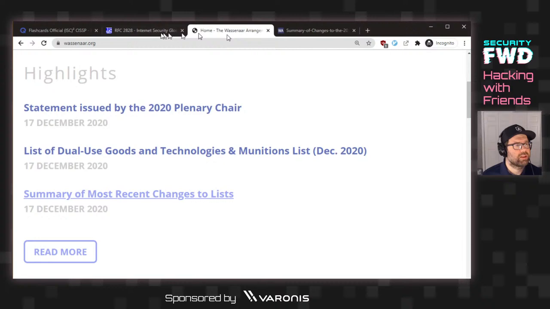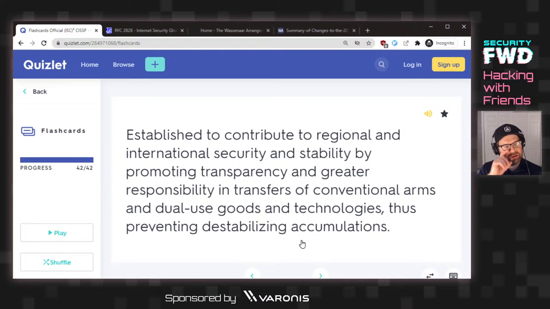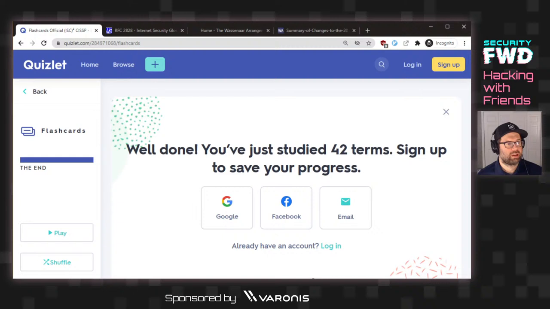So this was kind of useful, but established to contribute to regional and international security and stability, transparency and greater. I'll tell you right now, I'm going to mix this up with the Civilian Export Act of 1979, was it? Well, okay. We did pretty good. Went through 42 terms. I'm not going to sign up to save my progress because I don't think I had much progress.